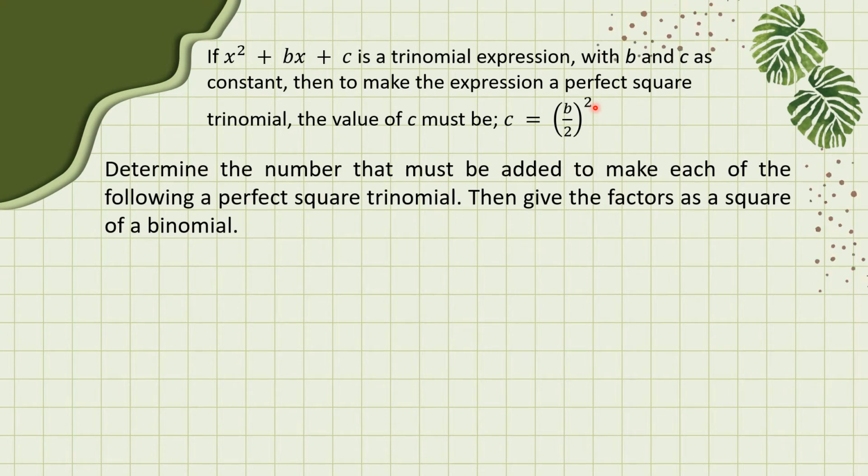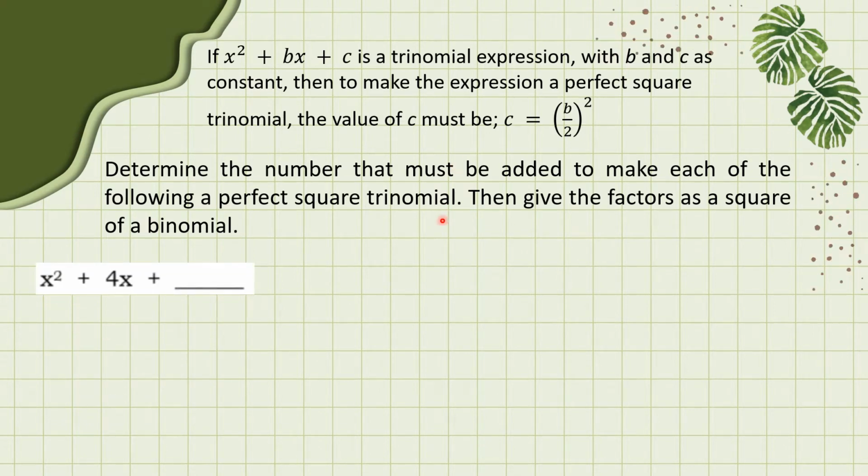So let's have here different examples. We need to determine the number that must be added to make each of the following a perfect square trinomial, then give the factor as a square of binomial. So let's have here our example number 1. x squared plus 4x plus blank. What do you think would be the constant to make this given equation a perfect square trinomial or a perfect square binomial?